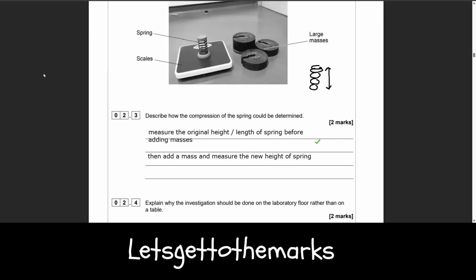What we need to do now, we've got our spring with our weight on. We want to know how much it has compressed. So we need to work out how much it went down by. So we subtract the new height from the original height to find the compression. I'm using the word height, you could say length or whatever.